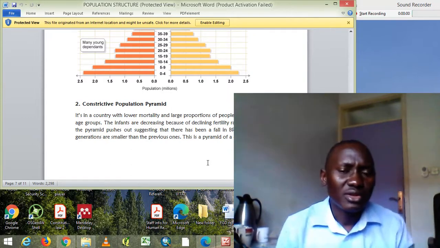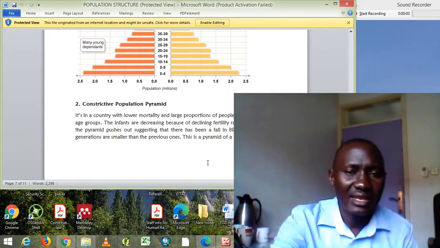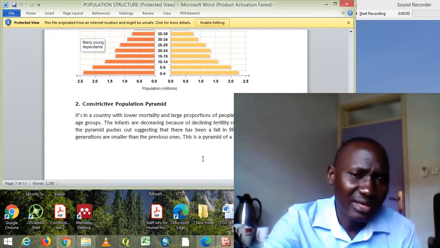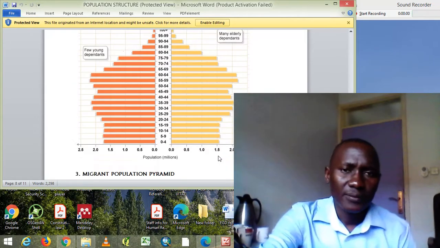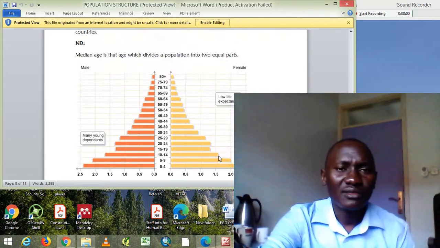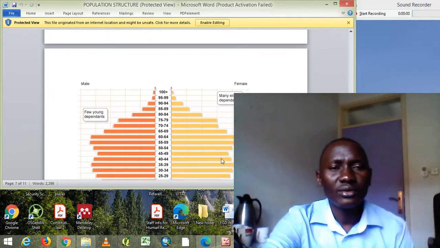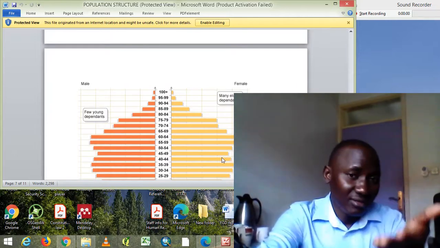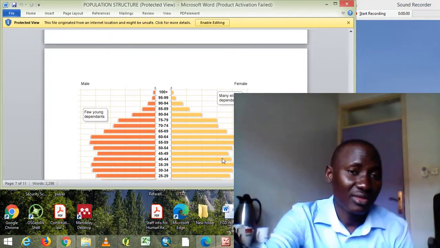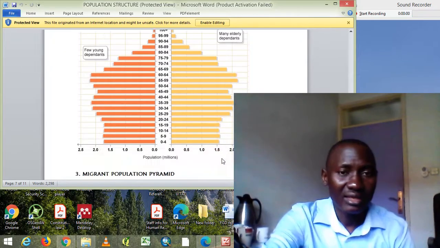There are also migrations. People are coming in and adding to the population. You know, people don't migrate when they are toddlers. They migrate when they are youth. And even when you look at this population pyramid, you find people growing up to 100 and plus. For most African countries, we can't even reach there. At most, we reach 80 and plus.